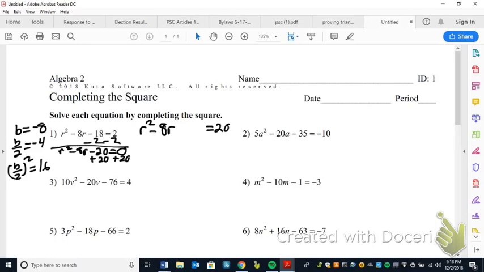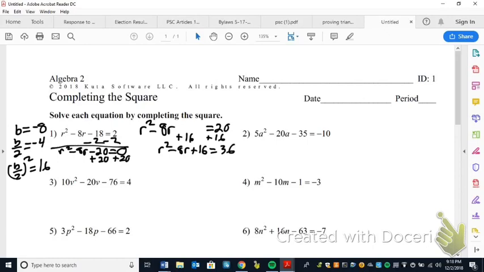So this is to add c to both sides, or subtract c from both sides, because our c was a negative 20, and we ended up adding 20 to both sides. Then it says add b over 2 squared to both sides. So our b over 2 squared is 16. We're going to add 16 to both sides. So now we have r squared minus 8r plus 16 equals 36. So that's our perfect square.